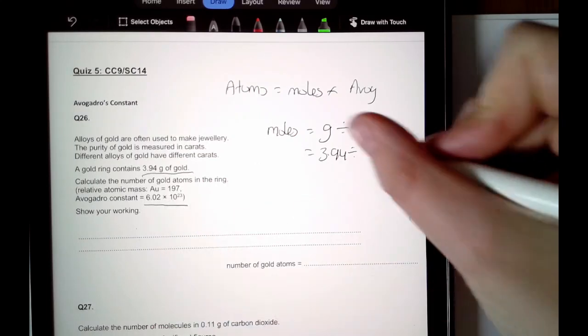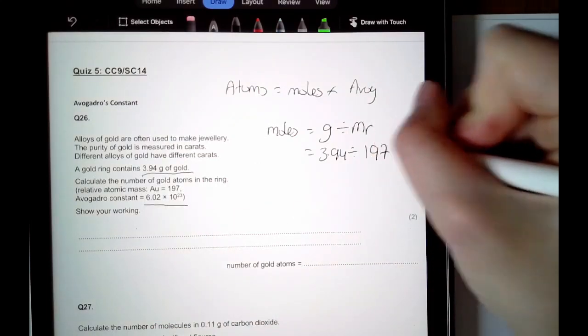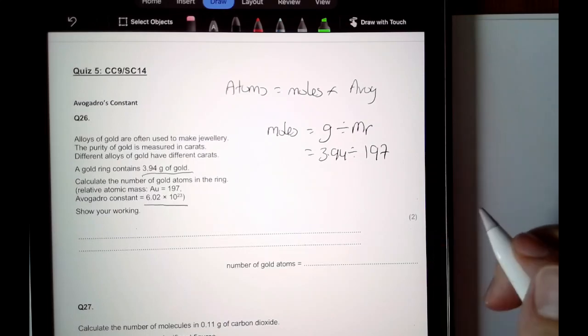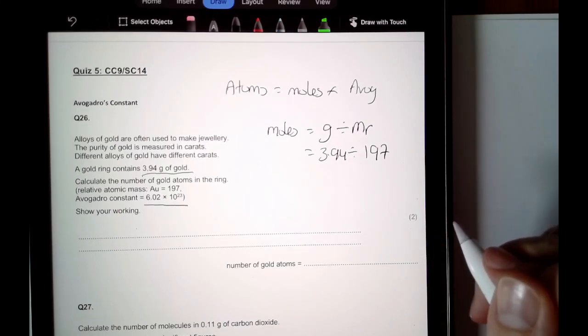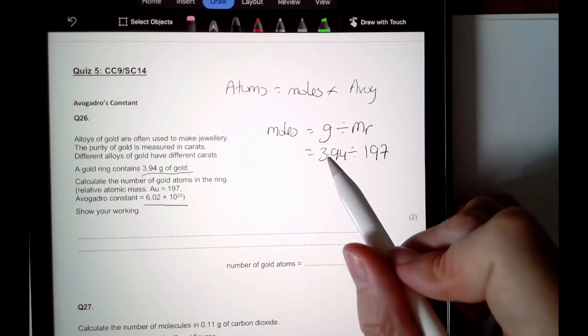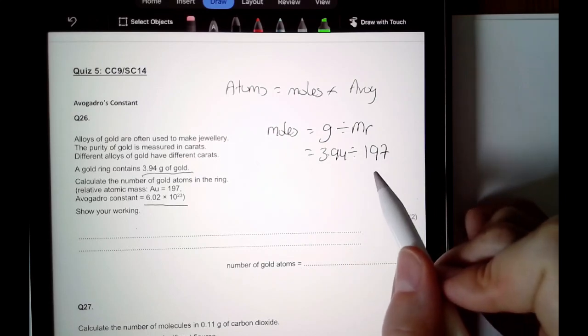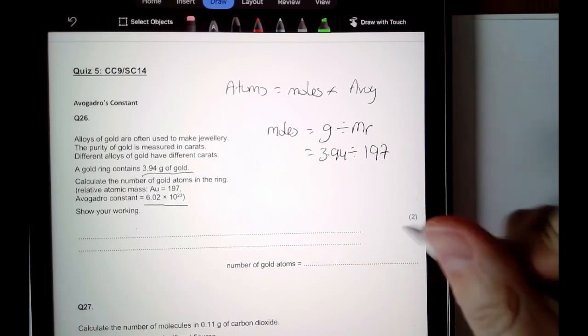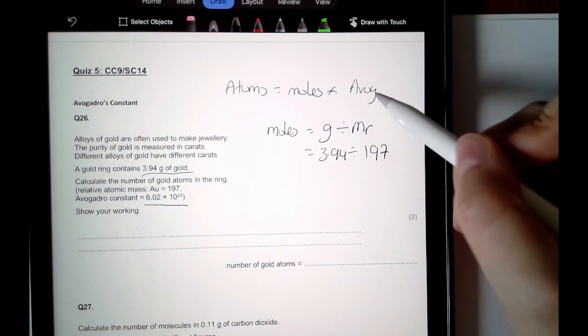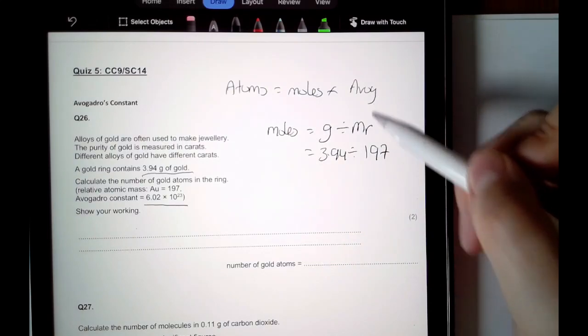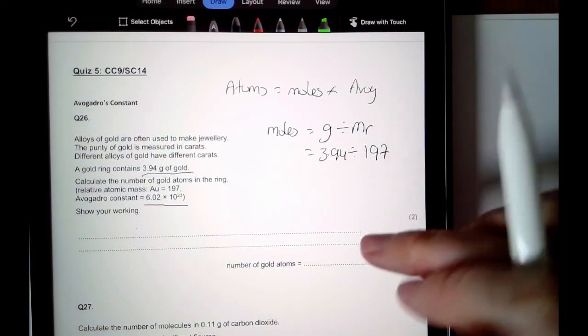The formula mass of gold, they tell you, is 197. So gold is just a monoatomic element, okay? So it's not diatomic, so the formula mass is just 197. So I do grams divided by Mr. I work out how many moles I've got. And once I know the number of moles, all I need to do is times it by Avogadro's constant, and I'm going to get my answer.